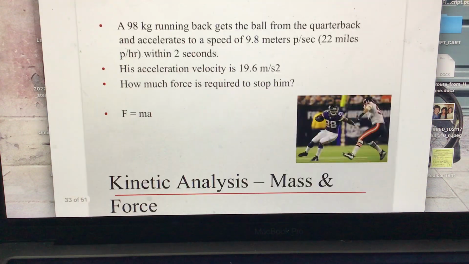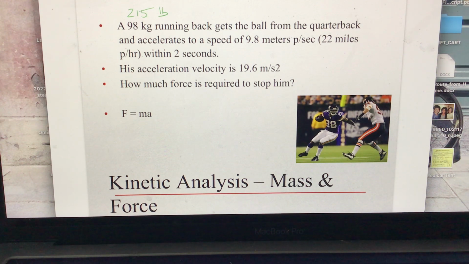One way to measure force is mass times acceleration. You don't need to know these. I'm just giving you some examples. I wanted to give some real life examples. Look at this, a 98 kilogram running back. What is that in pounds? So 98 kilograms, we would take 98 times 2.2, right? 98 times 2.2. That's a 215 pounder.